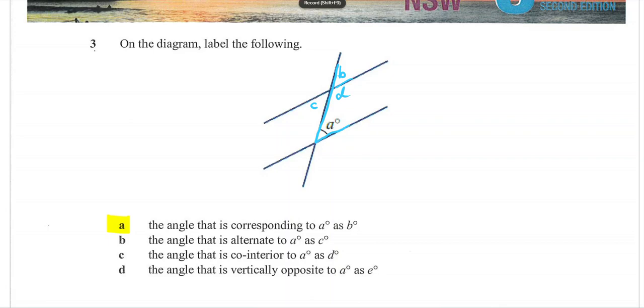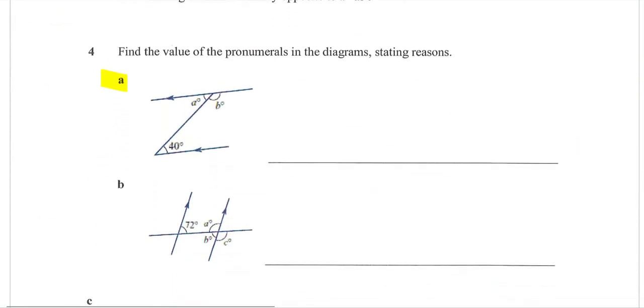So the angle that is vertically opposite to the A is the E. So that's going to go there. Vertically opposite, X shape, straight across from the A. Okay? Right, question 4. Find the value of the pronumeral in each of the diagrams stating the reason.